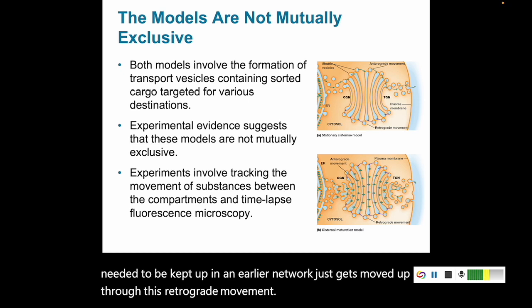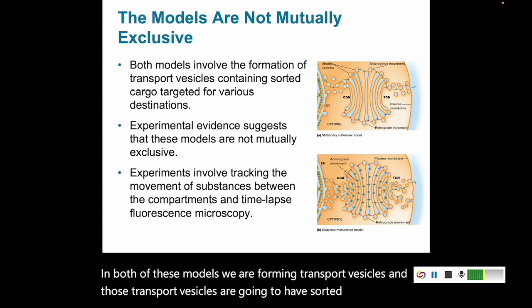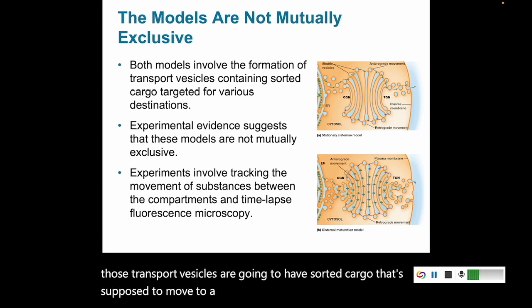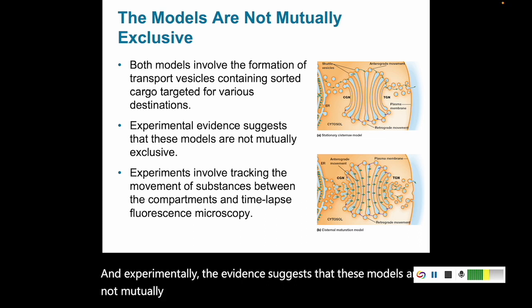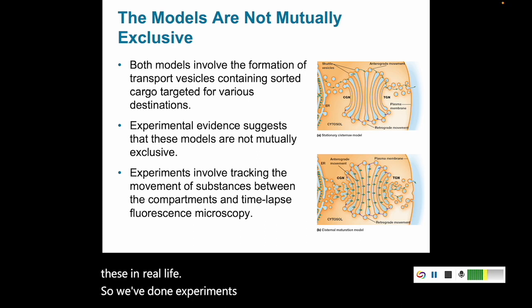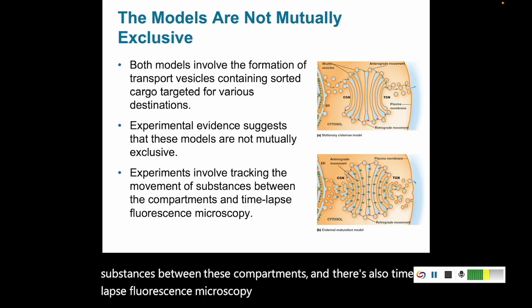In both of these models, we are forming transport vesicles, and those transport vesicles are going to have sorted cargo that's supposed to move to a specific destination. And experimentally, the evidence suggests that these models are not mutually exclusive. There's a little bit happening from both of these in real life. We've done experiments that involve tracking the movement of substances between these compartments, and there's also time-lapse fluorescence microscopy to visualize how the movement is occurring through these different compartments.